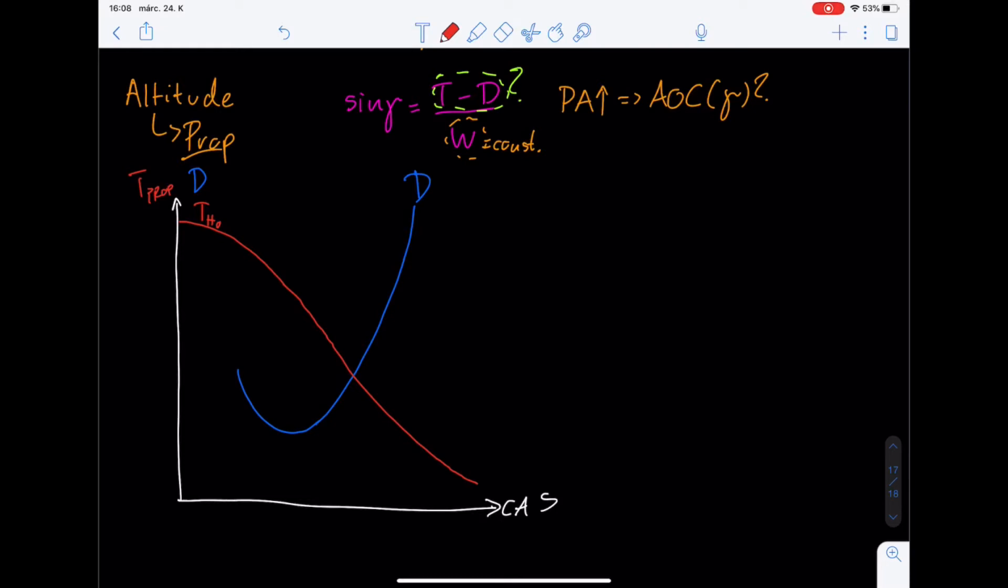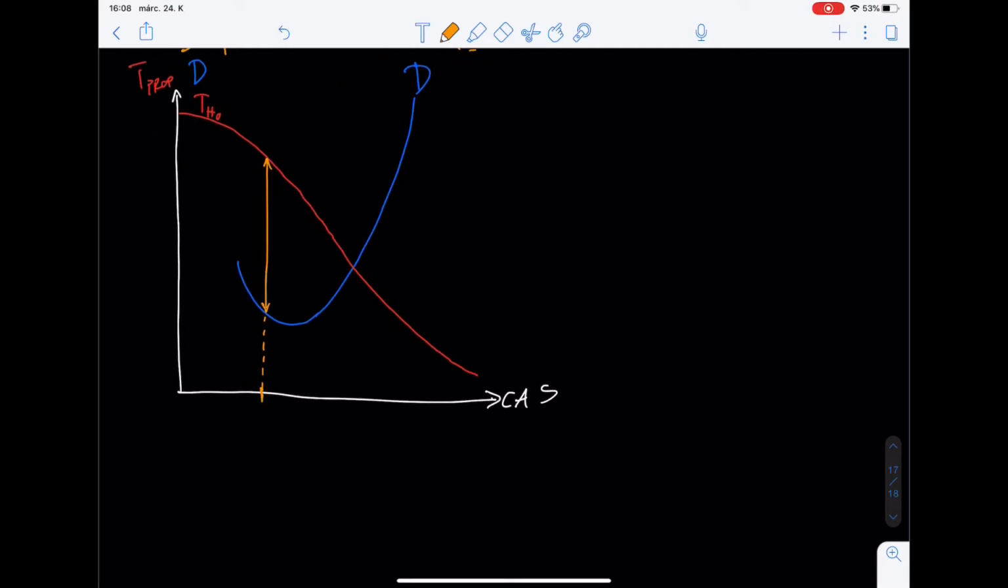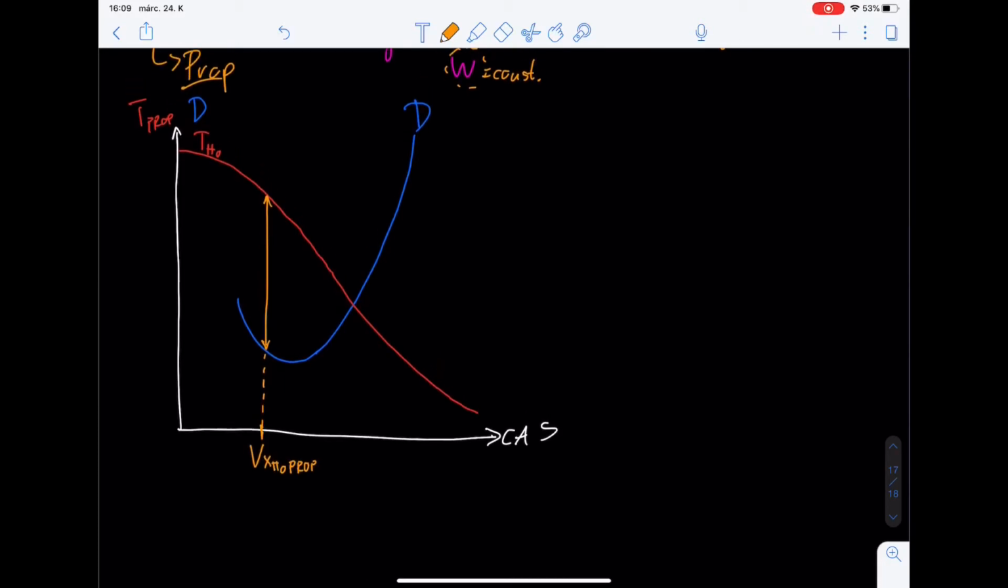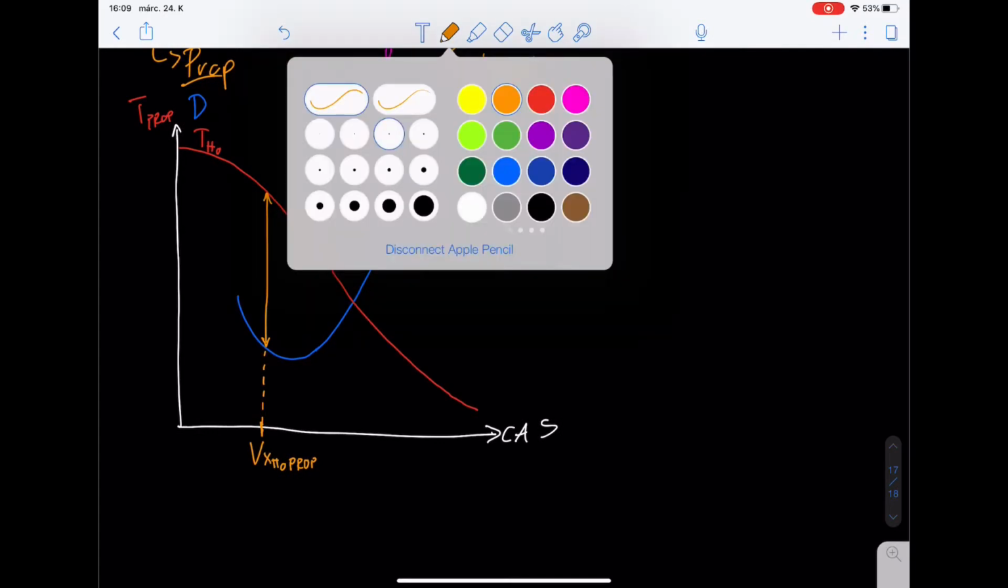And if you remember, we said that the greatest excess thrust would be realized well below the VMD, so somewhere around here. So this would be the Vx for the propeller, actually Vx H0 prop. So basically the propeller driven speed for best angle of climb at low altitude.